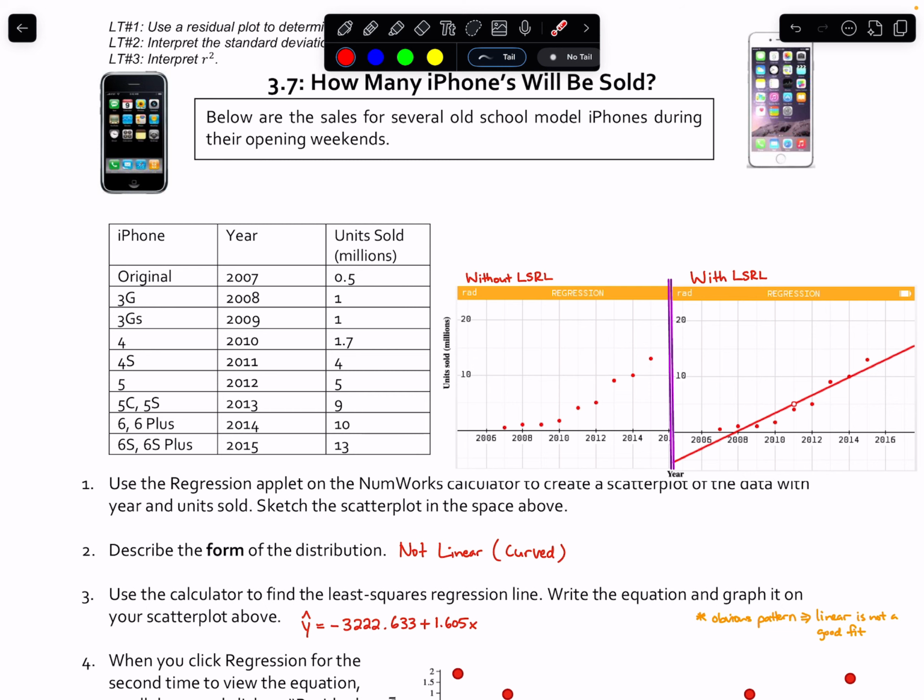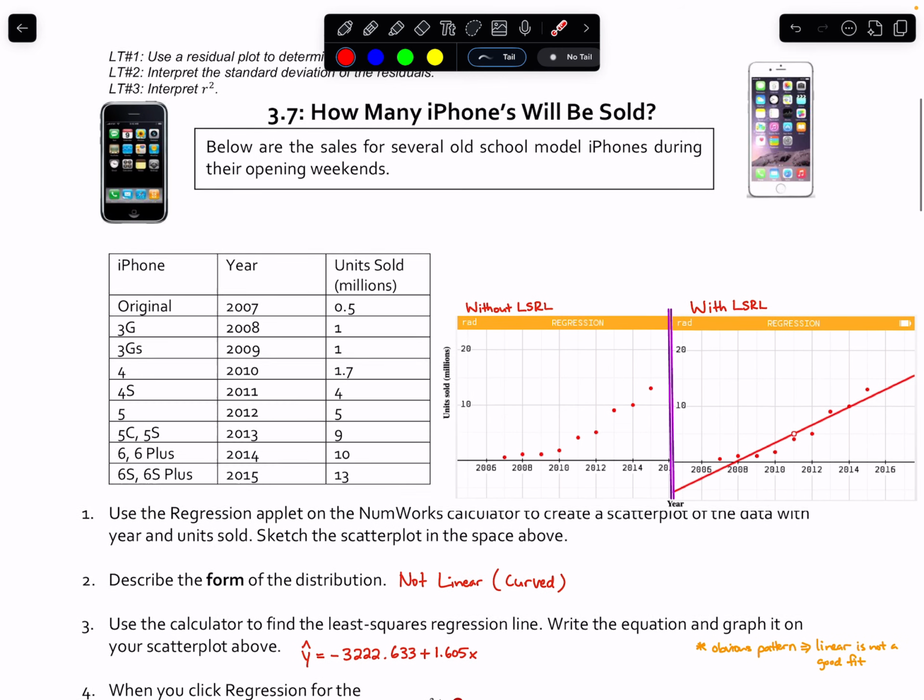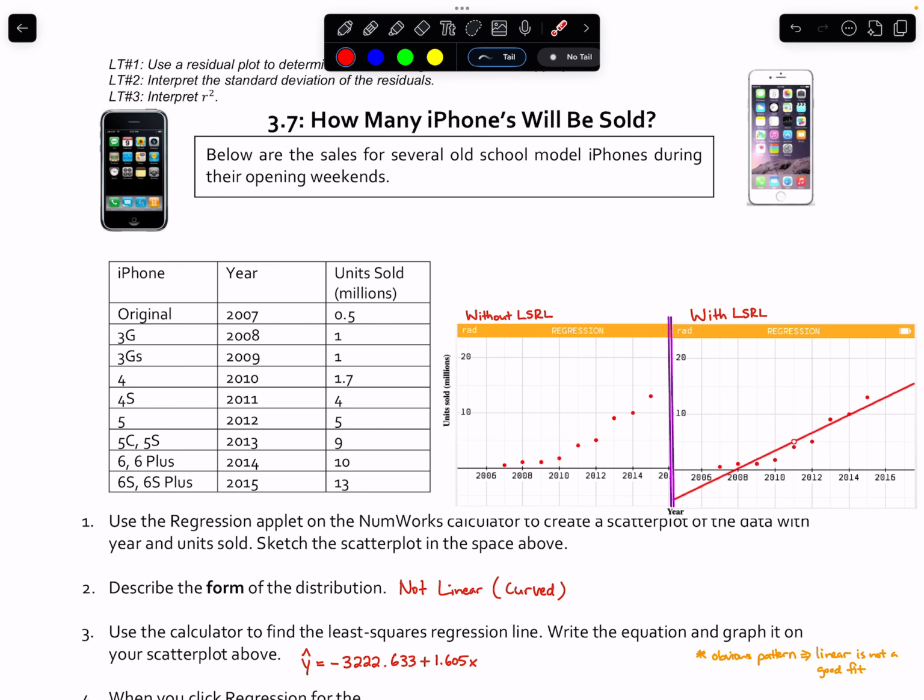the calculator. So in 3.7, we're looking at how many iPhones are going to be sold, seeing if we can use this as a predictive model. It gives us this data set over here with all the different original iPhones. As you can see, they go from the original, the 3G, 3GS, 4, 4S, 5, and so on, all the way down to the year 2015, and the number of units sold in millions. So 0.5 means half of a million or 500,000. 1 is 1 million, 4 is 4 million, and so on.